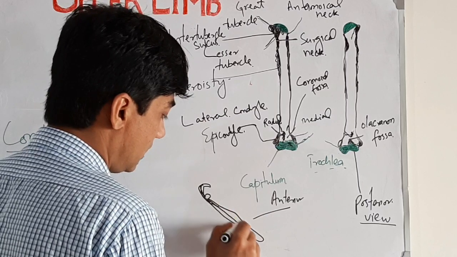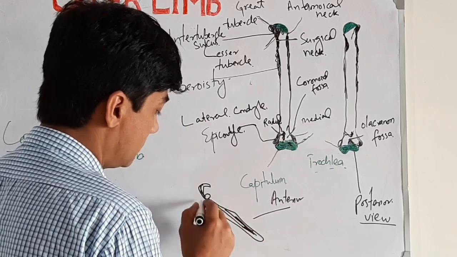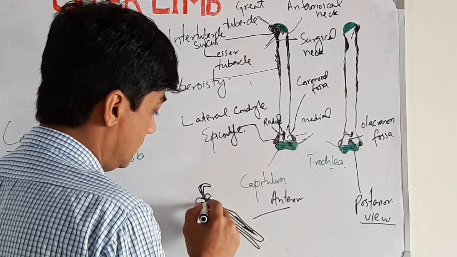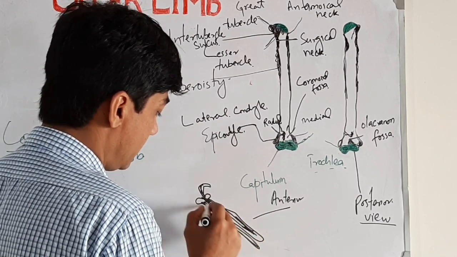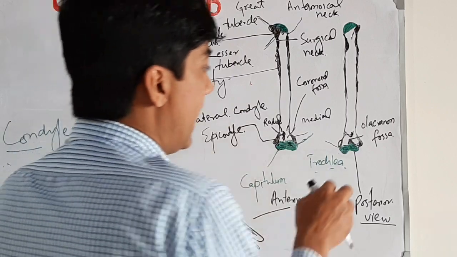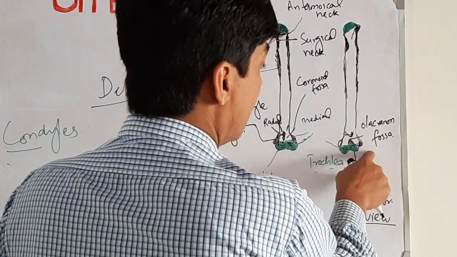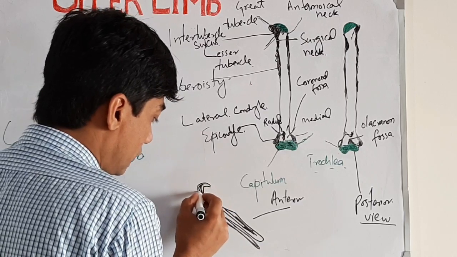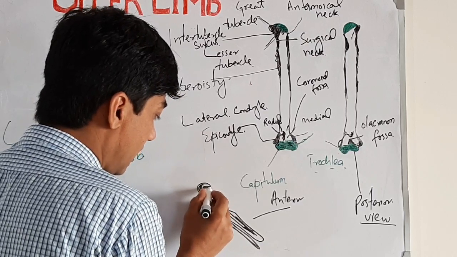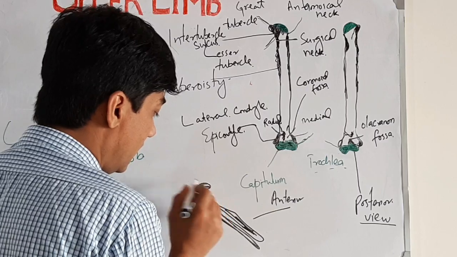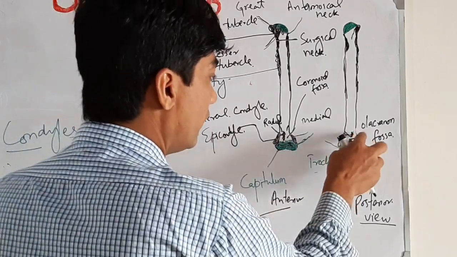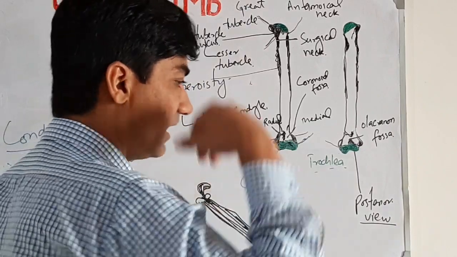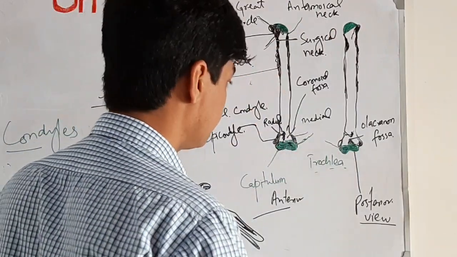This is the ulna. This is the radial bone. At the olecranon fossa, the olecranon process of the ulnar bone is attached posteriorly, and it helps to extend the elbow joint.